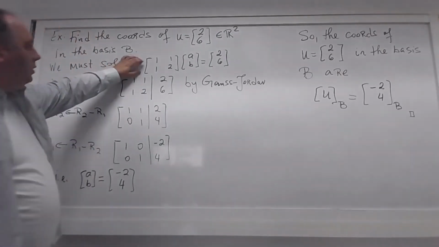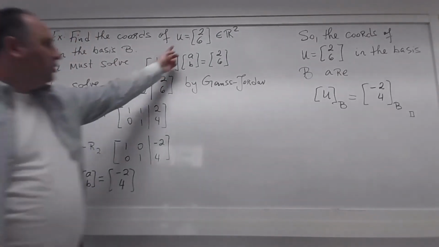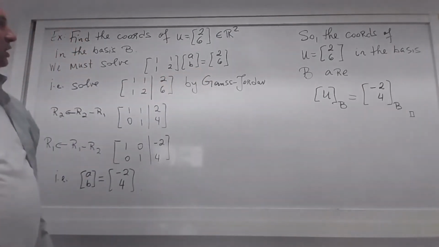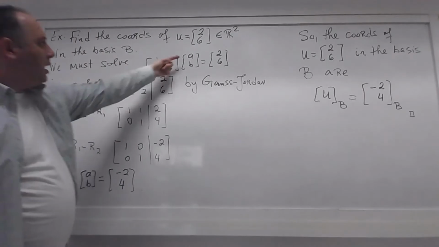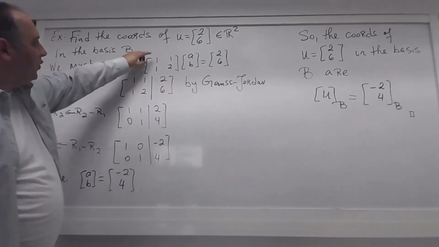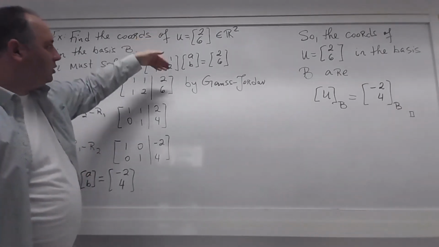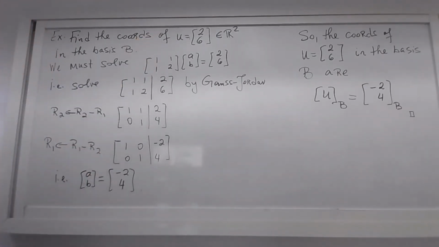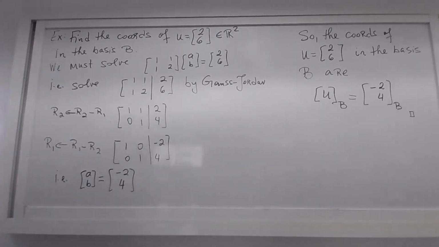So again, when we need to find the coordinates of a given vector, we need to solve a non-homogeneous system. Our vector is on the right side, the unknowns will be our coordinates, and the matrix is formed by the basis vectors. Each basis vector is put in a column. So that's the strategy. And this is good in R2, R3, R75, it is the same procedure.